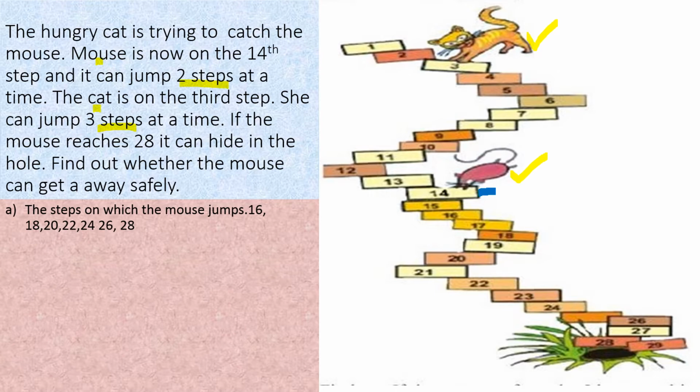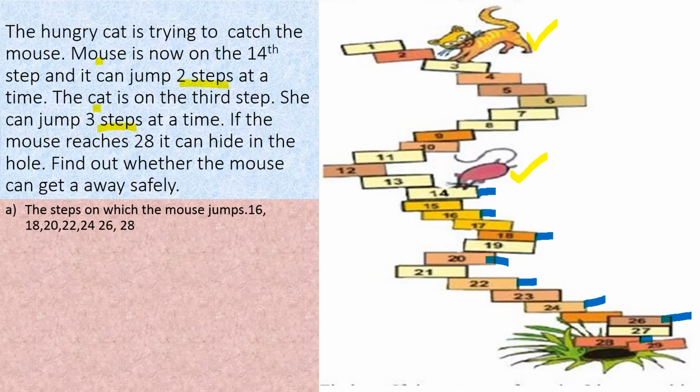So 15, 16, it is 2 steps. So it will come to 16 and again 2 steps, 1, 2. Then it reaches 18. Then 1, 2, 20. Then 1, 2, 22. Then 1, 2, 24. And then 1, 2, 26. And then 1, 2, 28. So the mouse reaches 28.